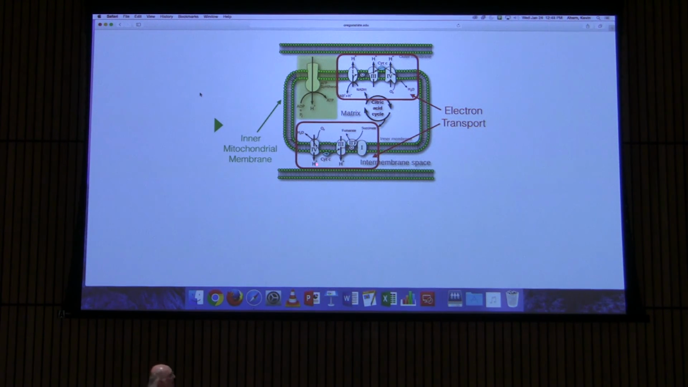Now, these carriers that carry the electrons are molecules that contain iron or copper. All right? You saw what heme did in the carrying of oxygen in your blood cells last term. Hemes make up some of these molecules.